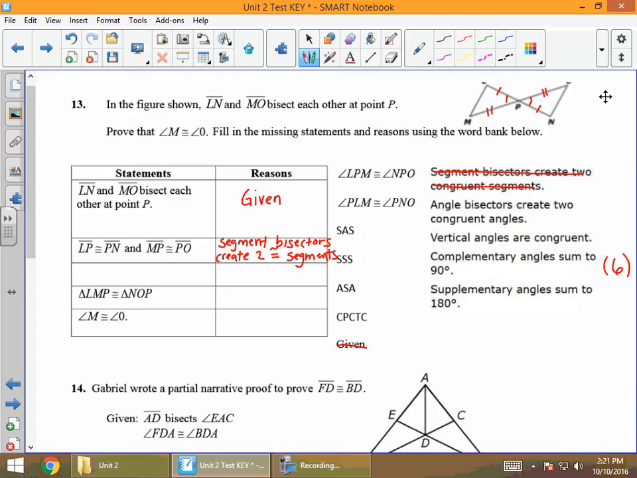So I'm going to first find out which angles am I talking about. Is it LPM or PLM? So LPM, this top one is the one I want. Angle LPM is congruent to angle NPO. That top one is the one I'm looking for. The reason, because vertical angles. Vertical angles are congruent.